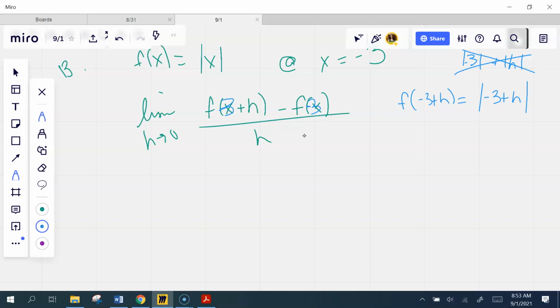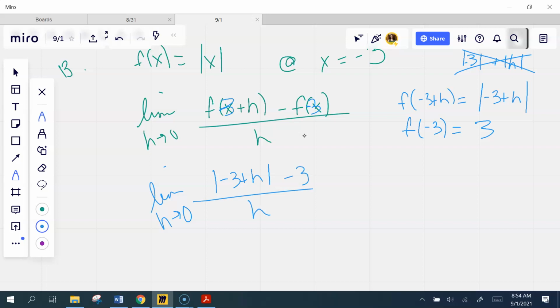Well, let's work through and see what happens. F of negative 3 is just going to be 3. So the limit as h goes to 0 is absolute value of negative 3 plus h minus 3 over h, right?